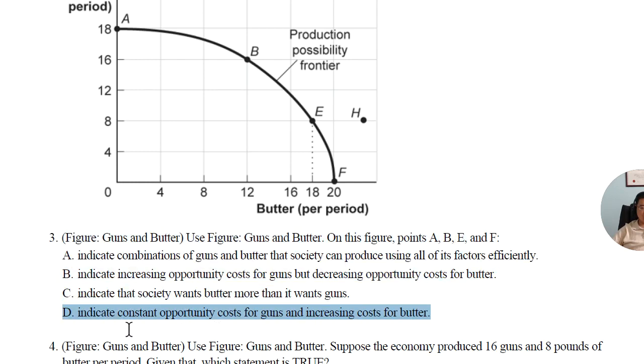D, indicate constant opportunity costs for guns and increasing costs for butter. Again, there are no constant opportunity costs in this picture. This bulging out shape means increasing opportunity costs for both. Okay.